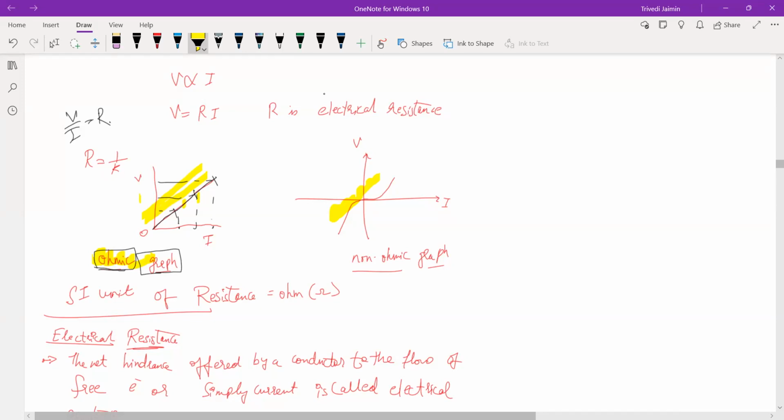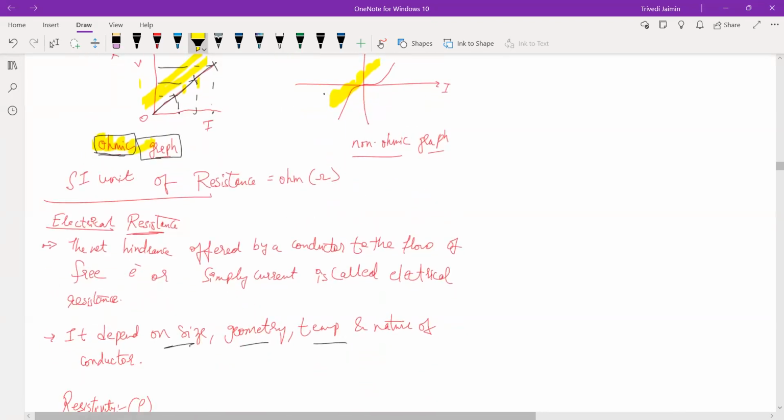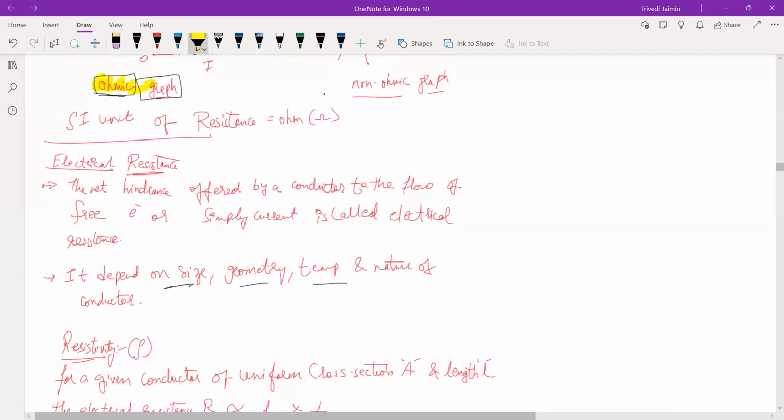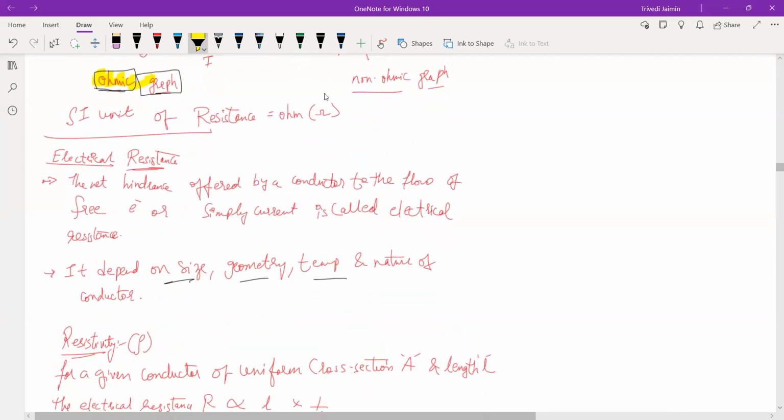Insulators have the highest resistance. They are just complete resistance. They don't have free electrons to pass through them, unlike conductors. Now the unit of resistance is ohm.